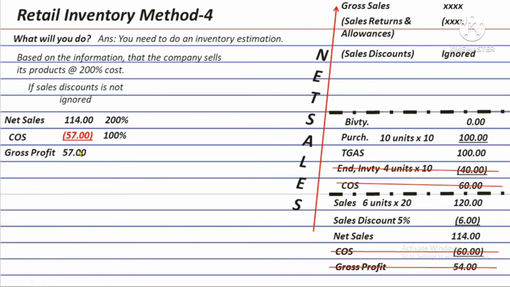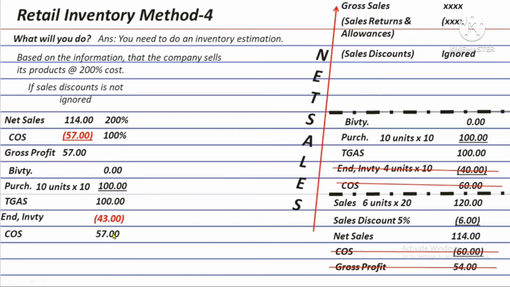Now, let's compute for the ending inventory. So we have here the beginning inventory which is still 0 plus the purchases of 100. So the total goods available for sale is 100. And since as if we don't know the ending inventory, let's put here the cost of sales that we have computed, which is the 57. And then this total goods available for sale, or TGAS, 100 minus the 57, then the ending inventory will be 43, which is the result of working back. So this process is the working back.